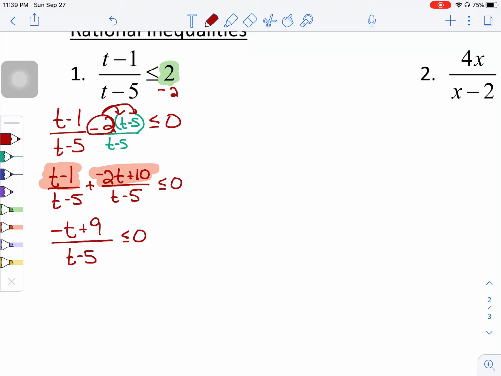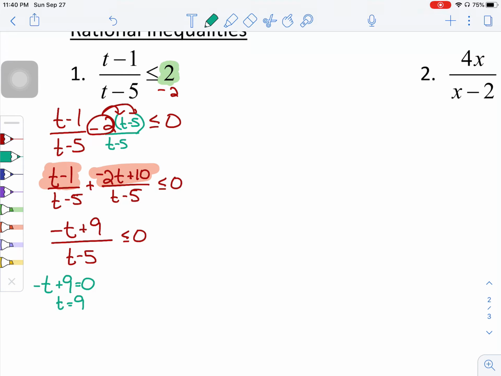So we're looking for our critical values. One of our critical values is going to come from the numerator. We are going to set the numerator equal to 0 and solve it. So this is going to turn into t is equal to 9. So that's one of our critical values.